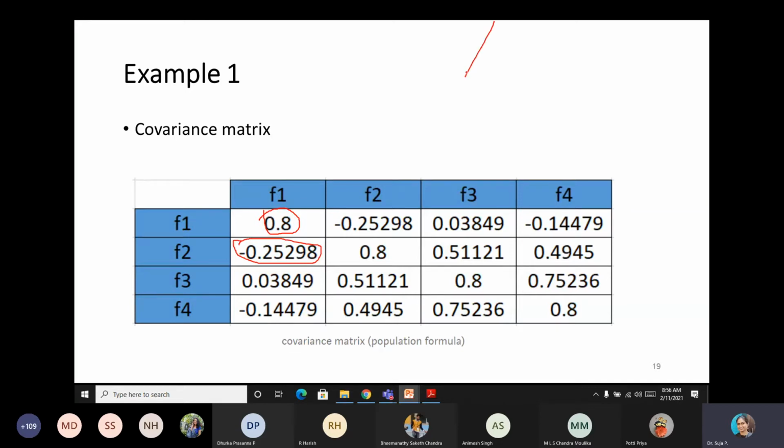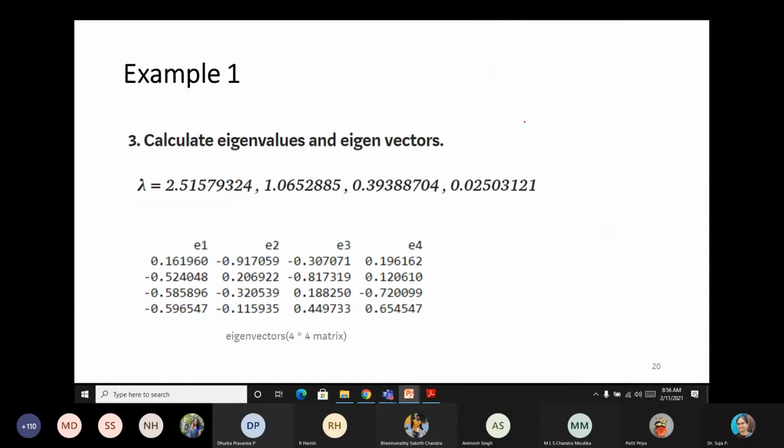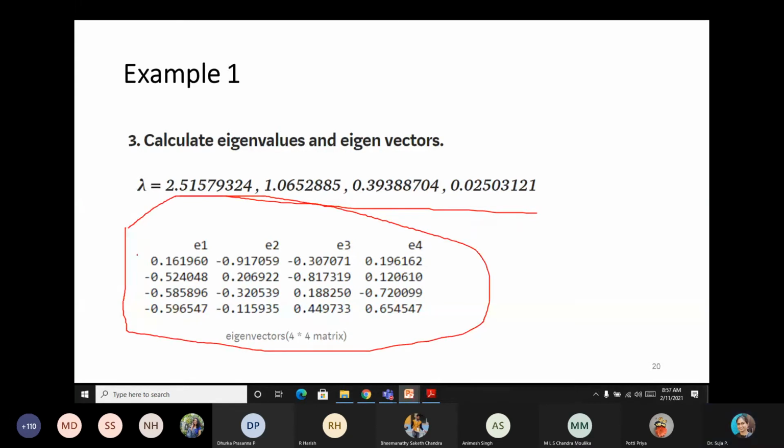Now this is the A matrix. For this A matrix, we have to use A minus lambda I equal to 0, and after performing the calculation, you will get the eigenvalues. You will get these 4 eigenvalues, and then if you substitute these eigenvalues in that A matrix, you will get eigenvectors like this.